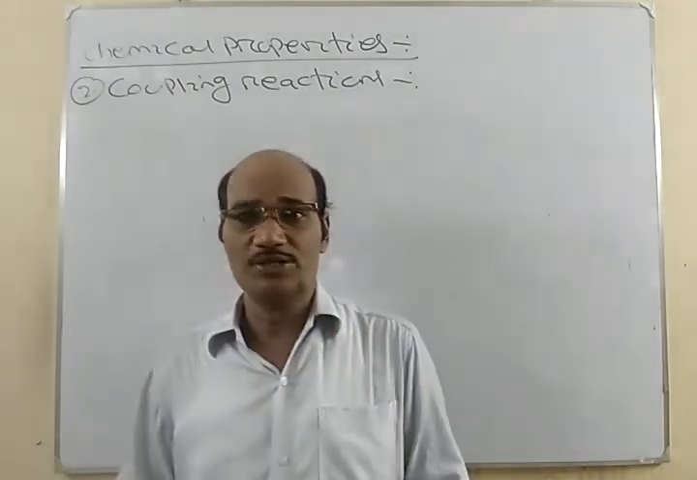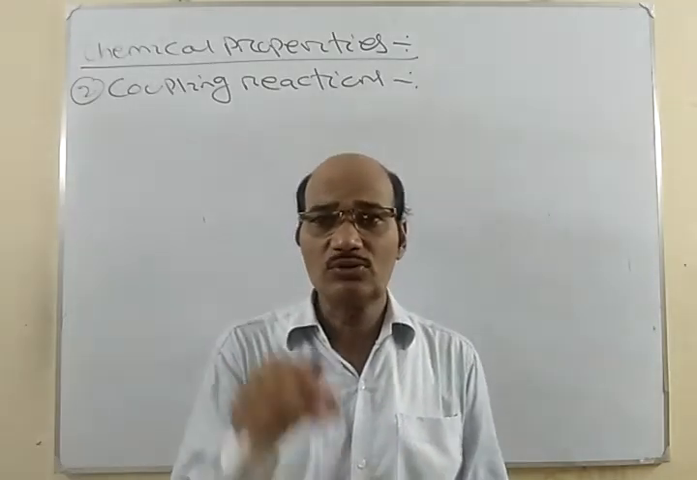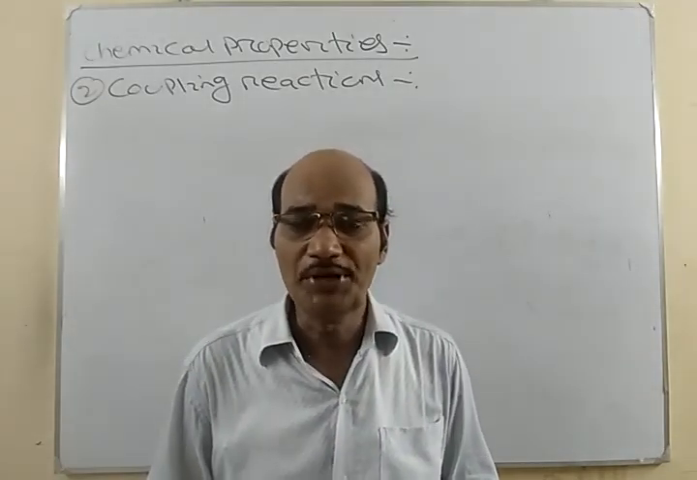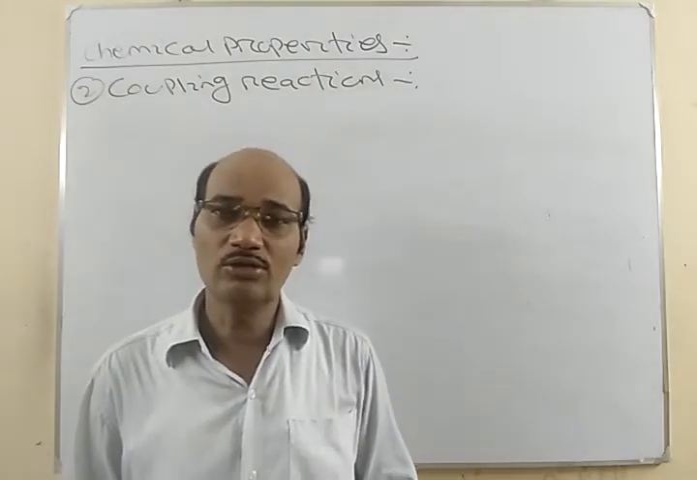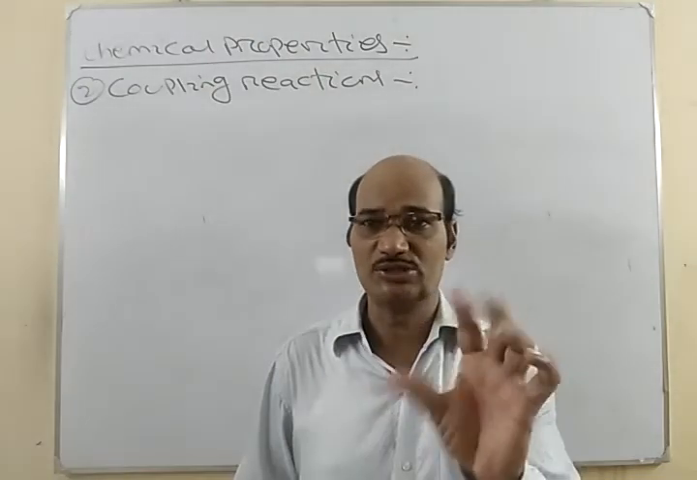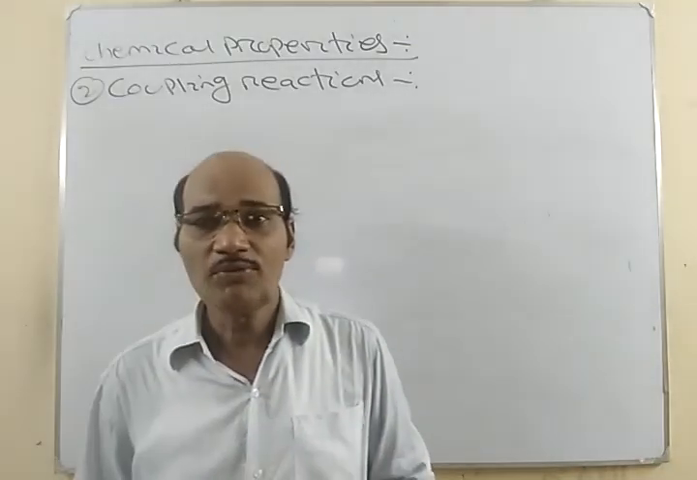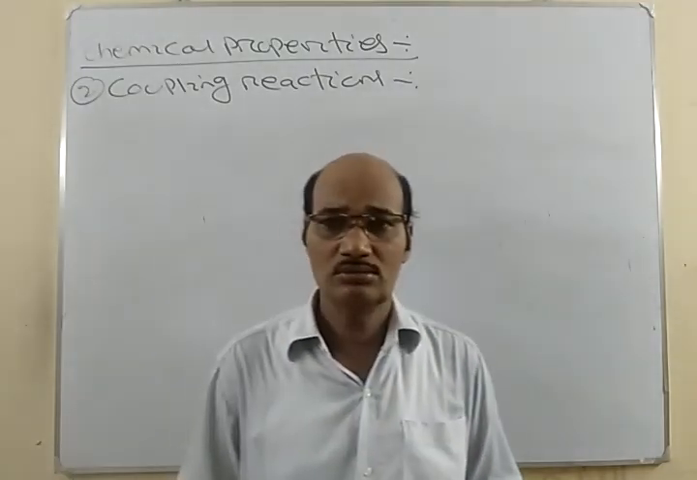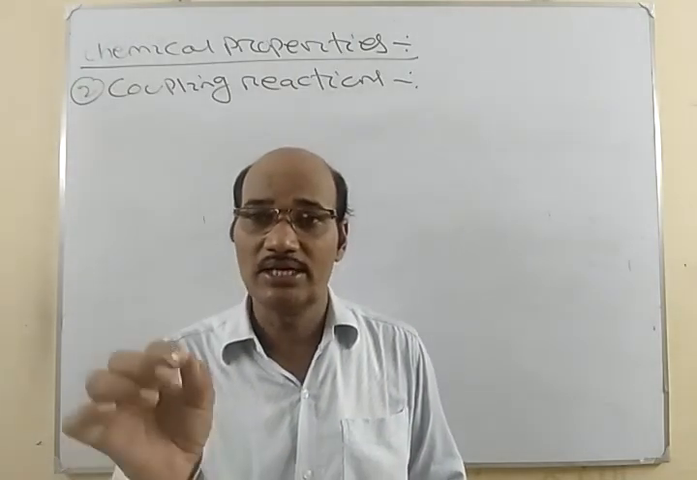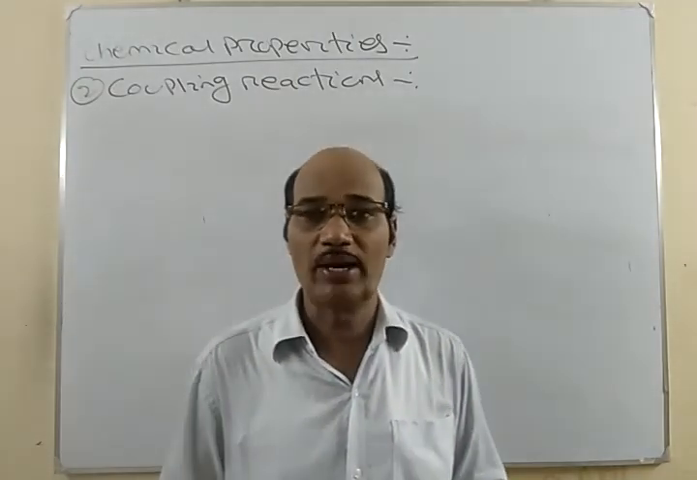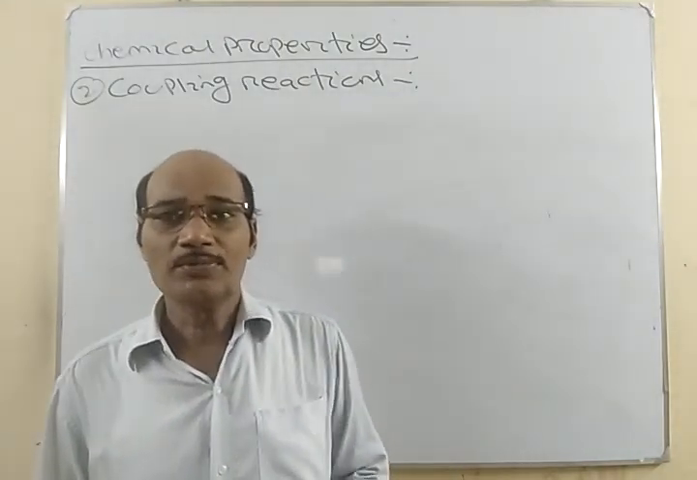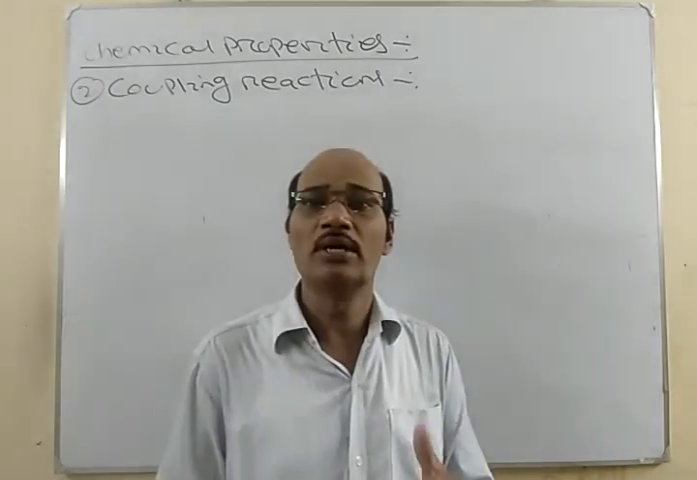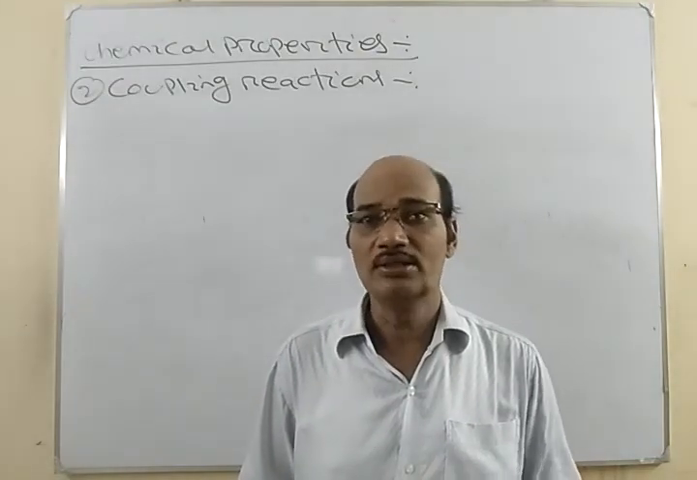The important thing to remember here is that when you treat benzene diazonium chloride with phenol to get an azo dye, the medium must be basic, pH 9 to 10, weakly basic. Similarly, when you treat aniline with benzene diazonium chloride to get para amino azobenzene, it must be carried out in a weakly acidic medium, pH 4 to 5. So the coupling of phenol with BDC is carried out in basic medium, and the coupling of aniline with BDC in weakly acidic medium.